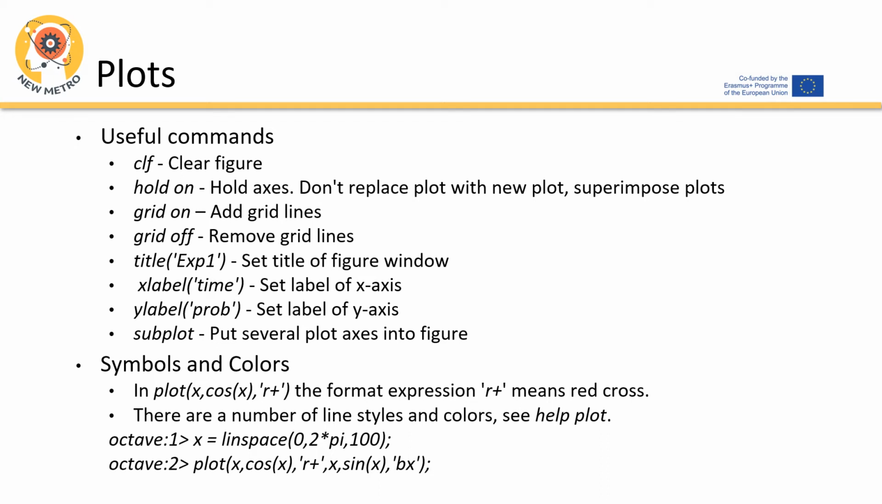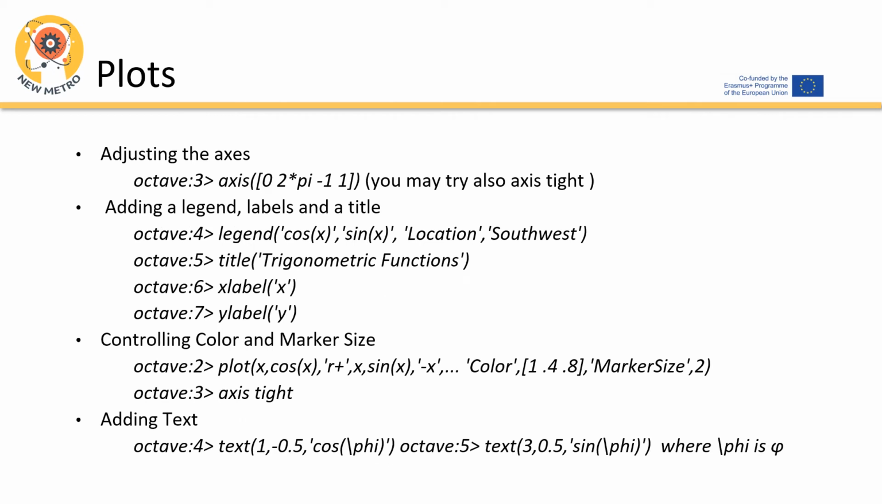There are a number of line styles and colors. We can actually see them with the help plot command. And also on the command prompt, if we do x = linspace(0, 2*pi, 100), and then plot(x, cos(x), 'r+', x, sin(x), 'bx'), we can have different styles. We can also adjust the axis with the command axis([0 2*pi -1 1]).